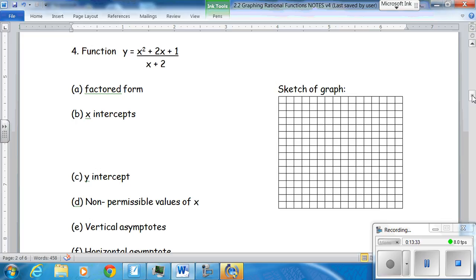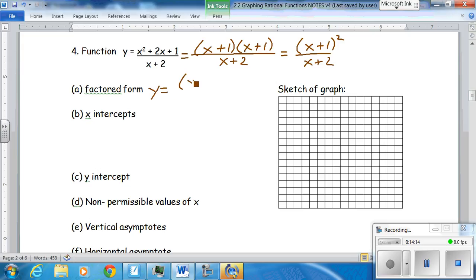x squared plus 2x plus 1 over x plus 2. First things first, can we factor it? Well, if you do a little bit of grade 10, that's x plus 1 times x plus 1. Two numbers that multiply together to be 1 and add together to be 2 would be 1 times 1. And darn it, nothing cancels out. I was hoping something would. Note, if something cancels out, you get a hole or discontinuity. So the factored form of this is y equals x plus 1 squared over x plus 2.